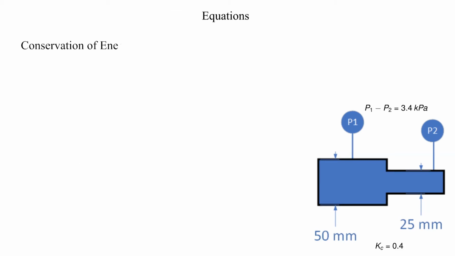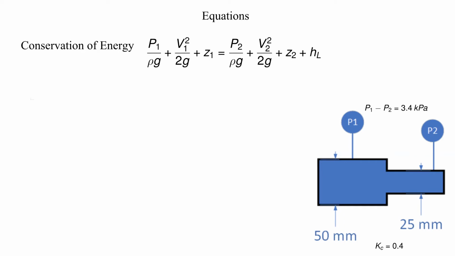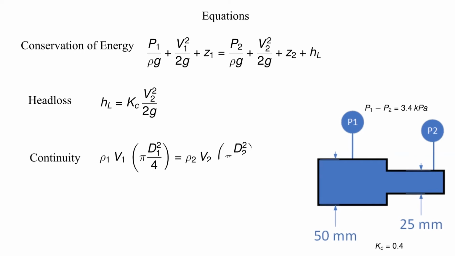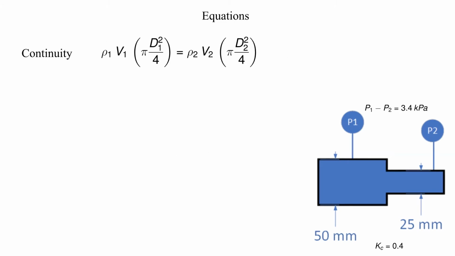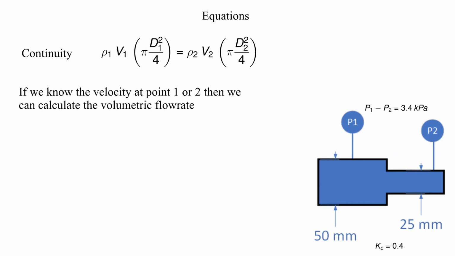To solve this problem, we will be using conservation of energy, head loss due to a minor loss, and the continuity equation. These are provided here. Let's start with the continuity equation. If we know the velocity at either point 1 or point 2, then we can calculate the volumetric flow rate. We'll solve for the square of the velocity at point 1 in terms of the square of the velocity at point 2 and the ratio of the diameters.